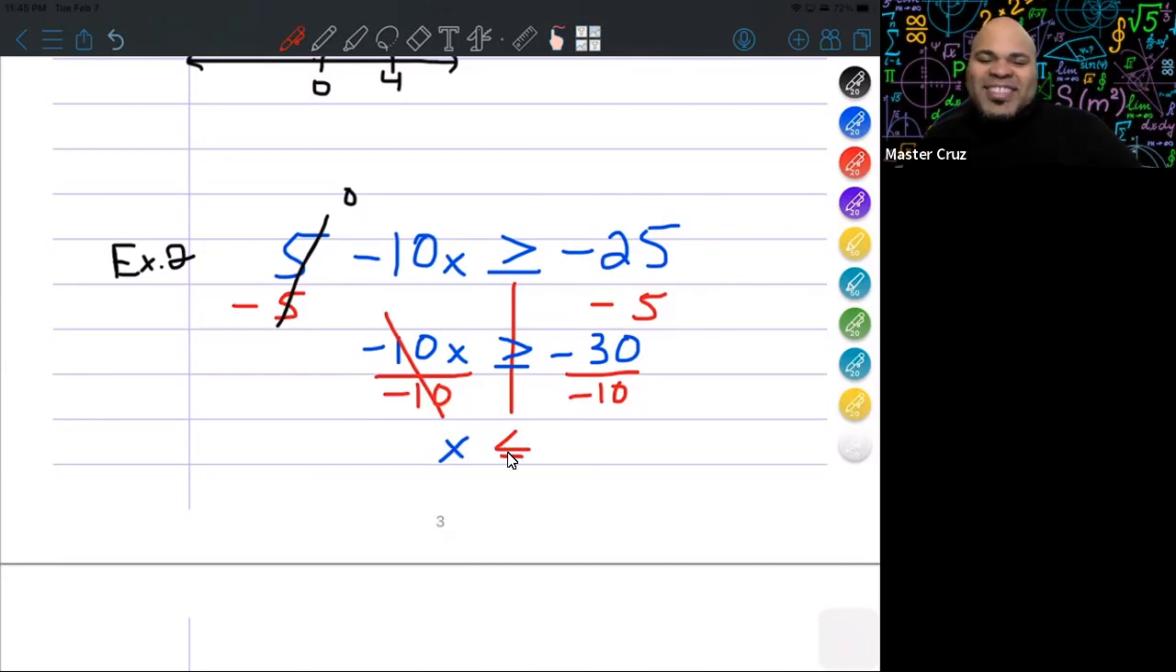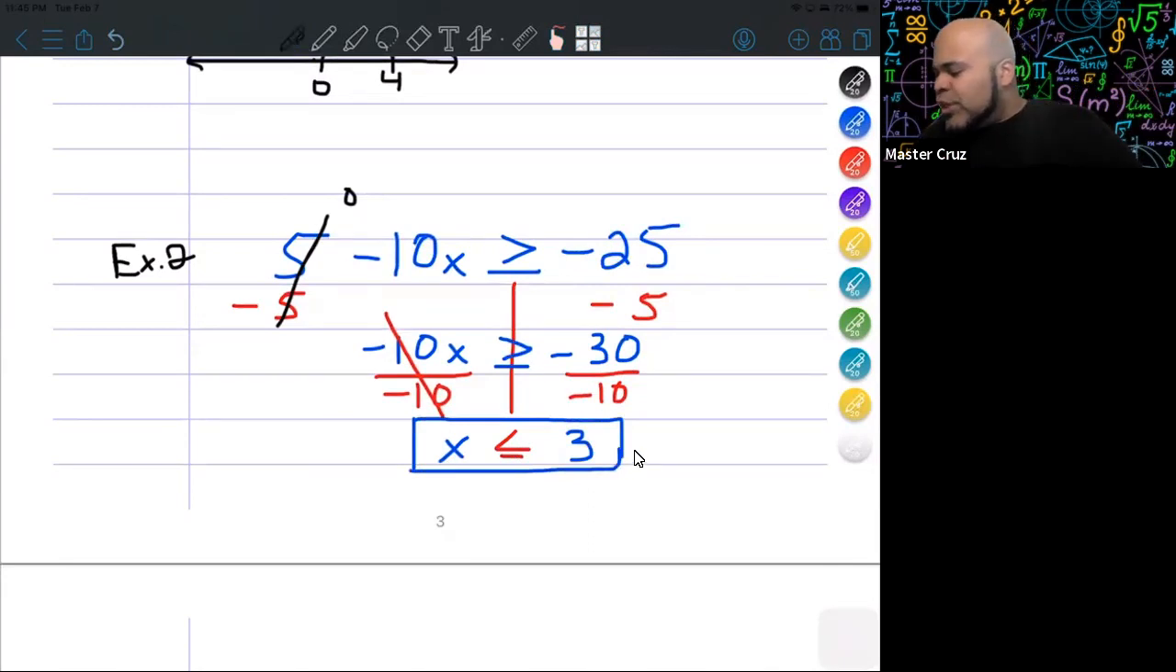All right, so x is less than or equal to -30 divided by -10. That is +3. Because we don't like negative people, we stay positive. So x is less than or equal to 3.